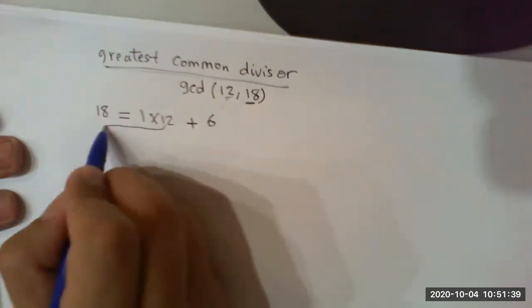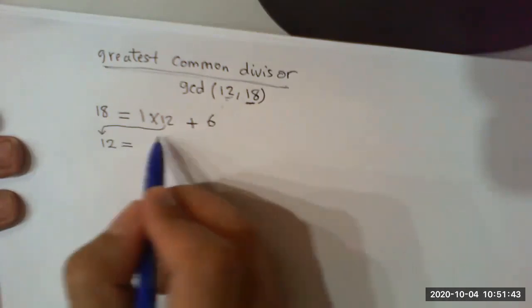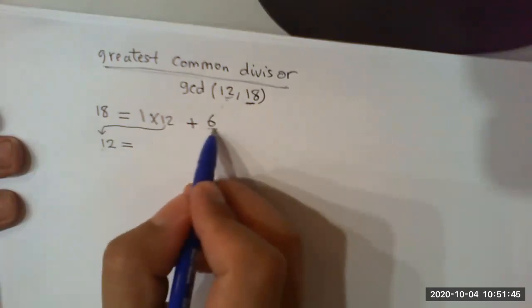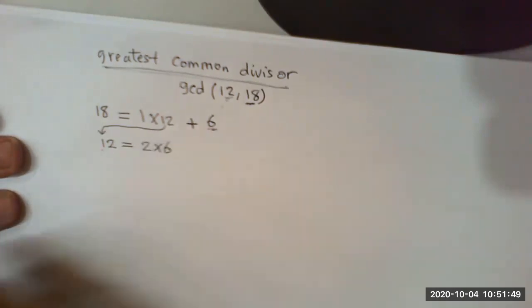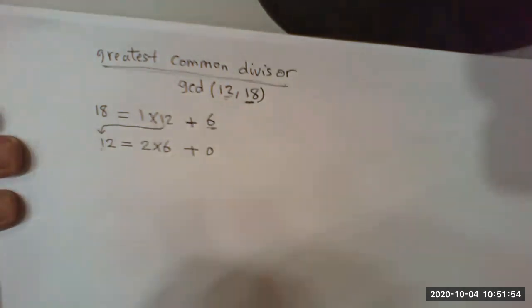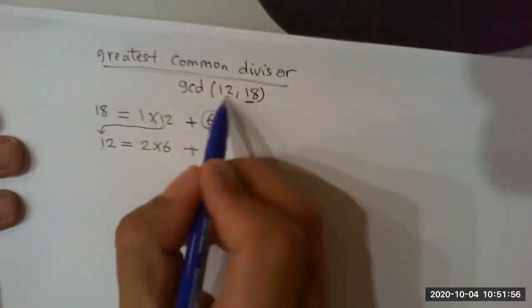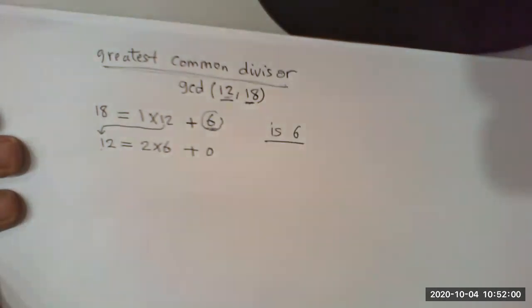I get 12 here. And 12 is how many of 6? It is 2 times 6 plus 0. So the greatest common divisor of these two numbers is 6. This is our algorithm.